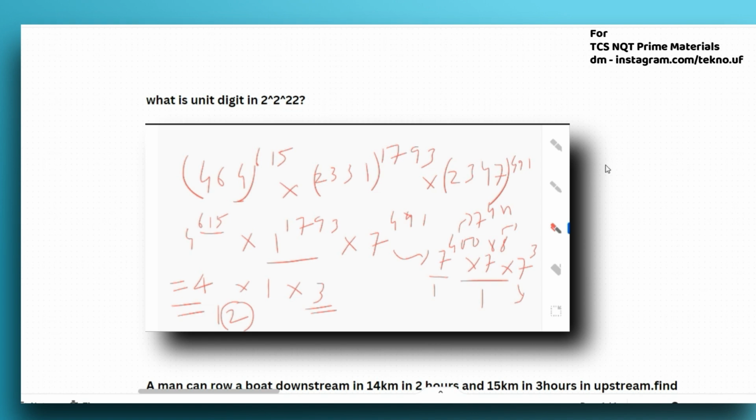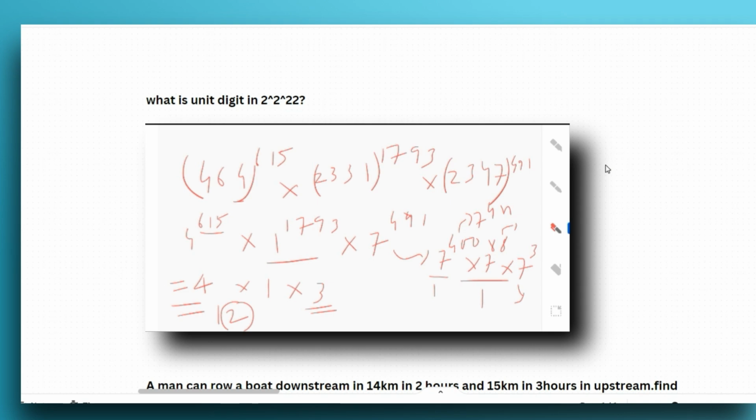So this type of problem is mainly asked in TCS NQT from unit digit. So you have to just remember, if you can represent the number as 4 to the power odd, then the unit digit will be 4. If you can represent the number as 4 to the power even, then the unit digit will be 6. Or if you can represent the number as 7 to the power 4n, then the unit digit will be 1, right?